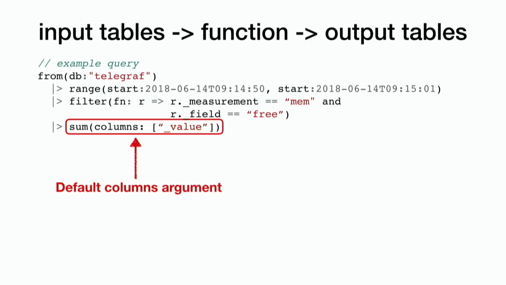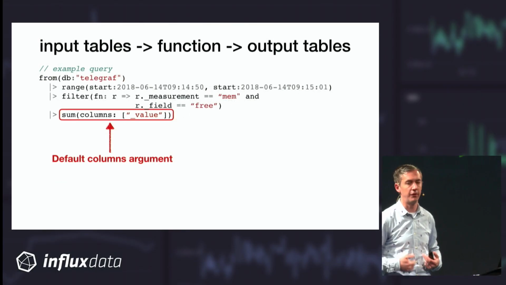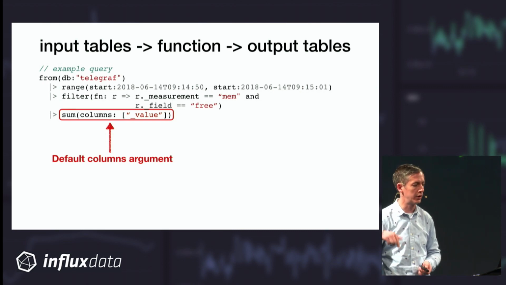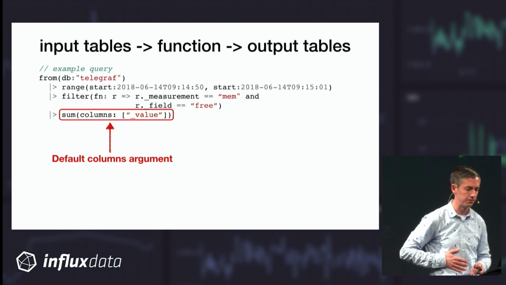Well, one other thing in the language is we have a concept of default values for arguments. So arguments are optional if a default value is defined. In the case of sum, basically the aggregate functions and the selector functions, they have an argument called columns, and the default value for that is an array with _value. So basically it just says, by default, we're going to sum the value column. And you can actually sum multiple columns at the same time. But we're going to go with just the default.